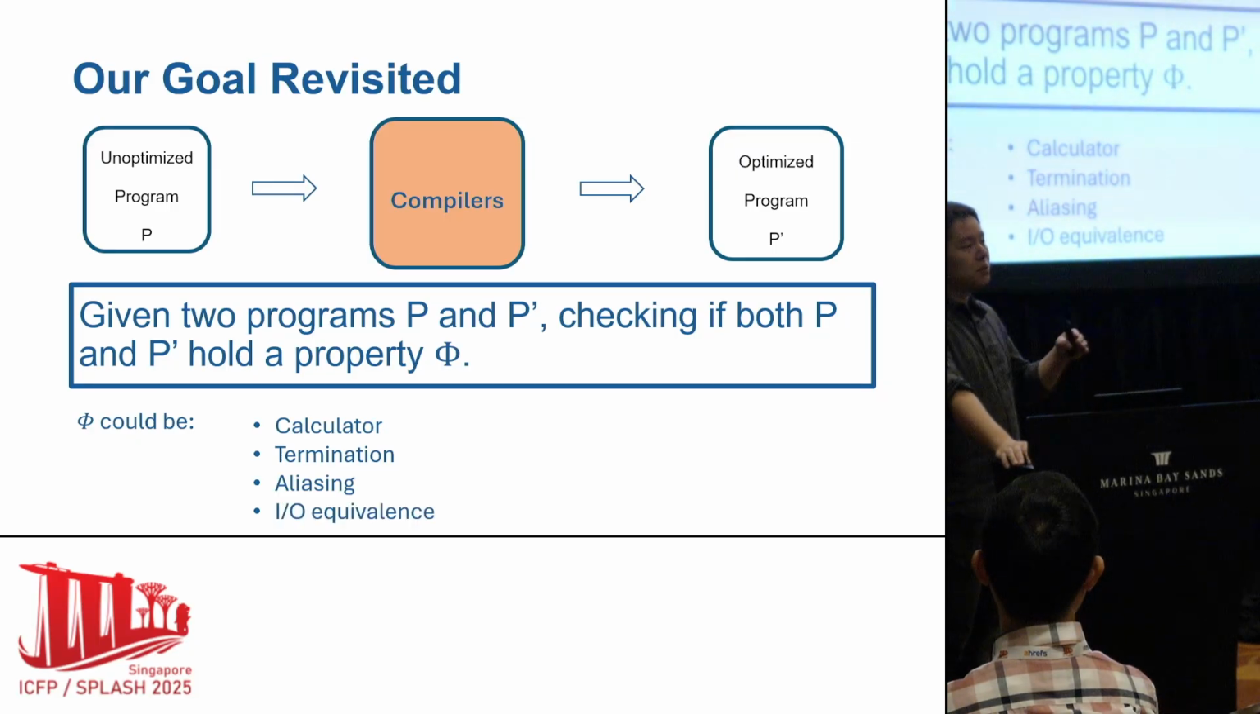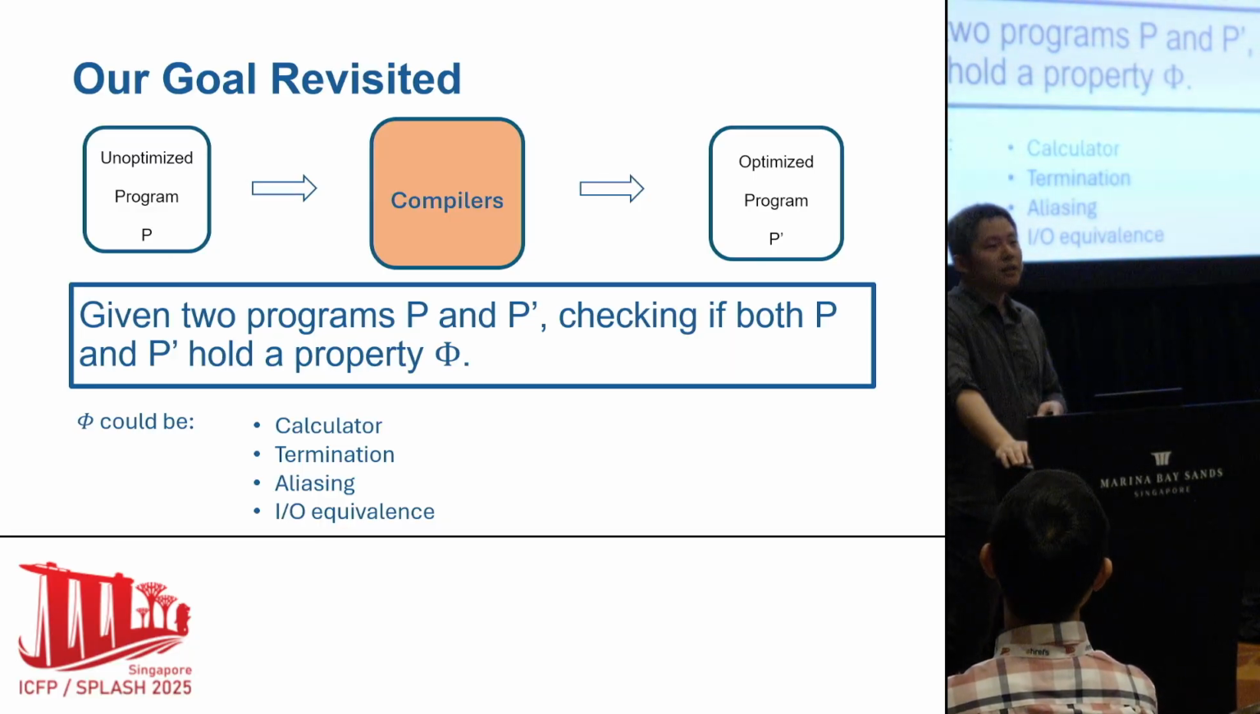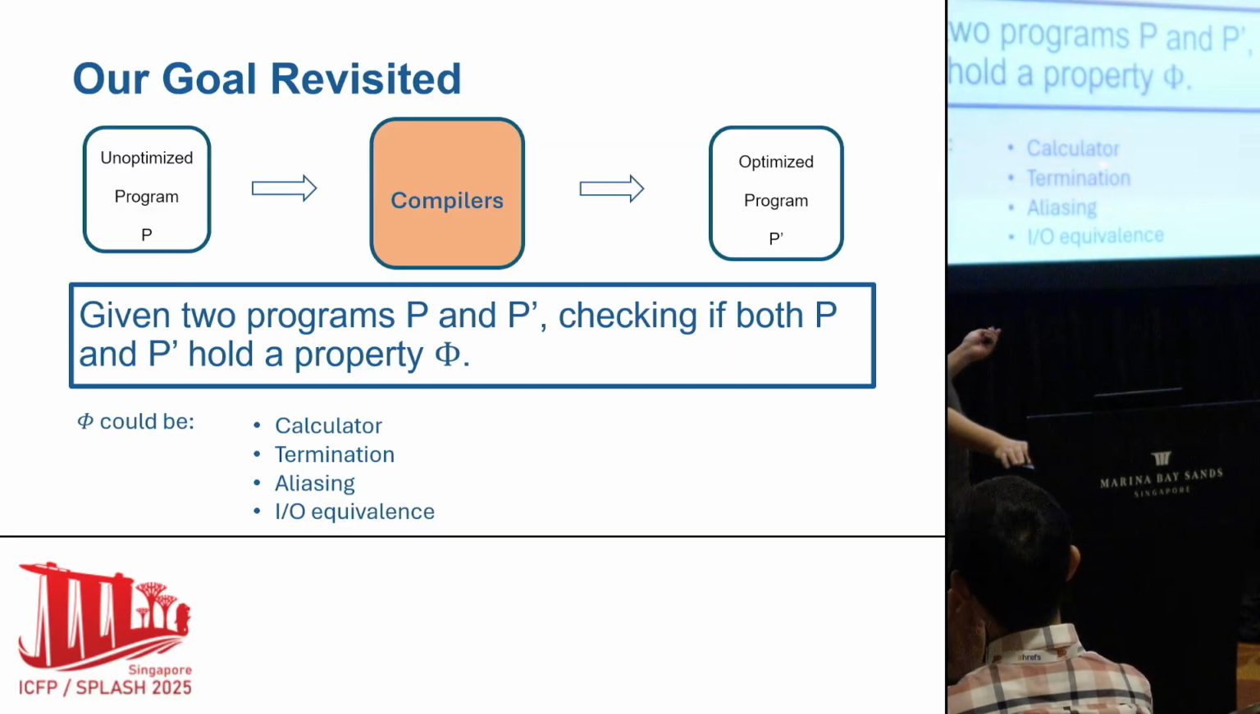Finally, some I/O equivalence properties. For example, if you give 1 to P, you obtain 2, then you should obtain 2 for your P prime as well. Okay. Now let's take a look at this problem definition.